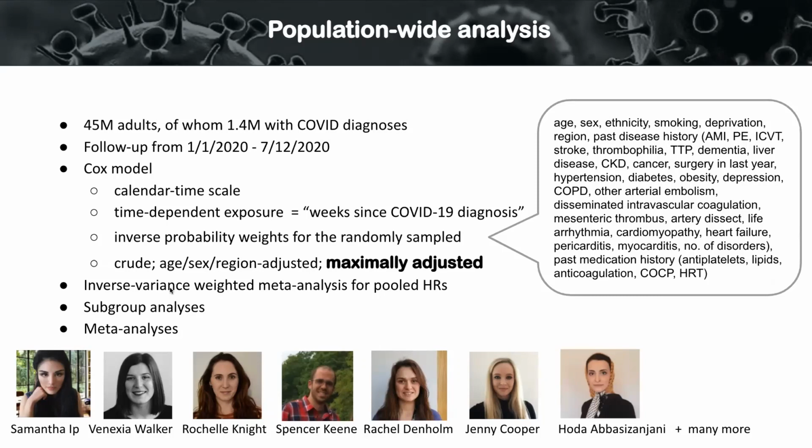We also did a bunch of subgroup analyses, which looked at how risks differed by key demographic characteristics. That includes hospitalized versus non-hospitalized COVID, with or without a history of arterial or venous events, ethnicity, sex, as well as age groups. We also did some meta-analysis to pool together the hazard ratios from different subgroups to generate overall hazard ratios, which you will see later in our results. And a more detailed protocol can be found on our project GitHub, so feel free to check it out.